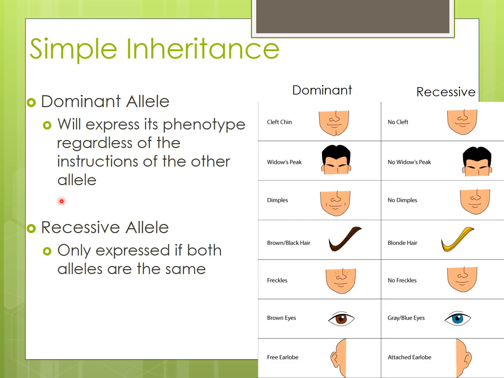So to rehash, the dominant allele will express its phenotype regardless of the instructions of the other alleles. So regardless of if you only have one allele that is dominant or two, you will see the dominant allele. If you don't have any dominant alleles and you only have recessive alleles, then you would observe the recessive phenotype. All right, and we'll talk about how we map this out a little bit more in the next slide.